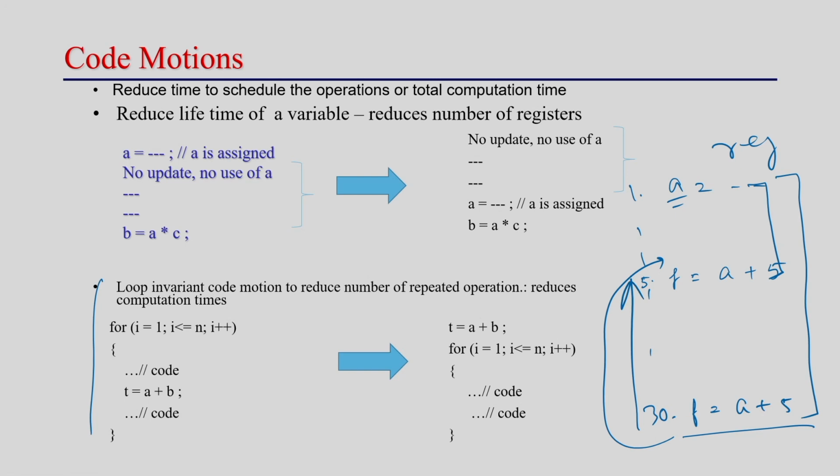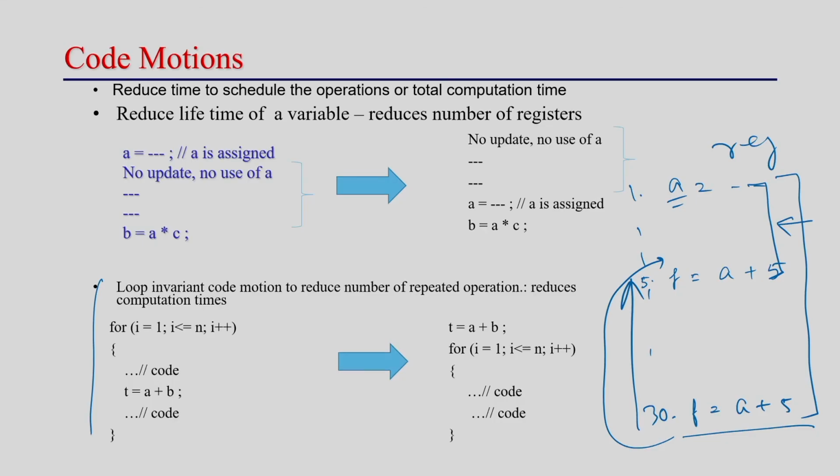You can understand directly that it impacts the lifetime of a variable and hence the number of registers, because I do not need to store this a for the clocks needed to execute 30 operations; rather I need to store it in hardware only for the clocks needed to schedule 5 operations. So, this reduces the number of registers, and loop invariant code motion, as I have already discussed, reduces the computation time and resources significantly.